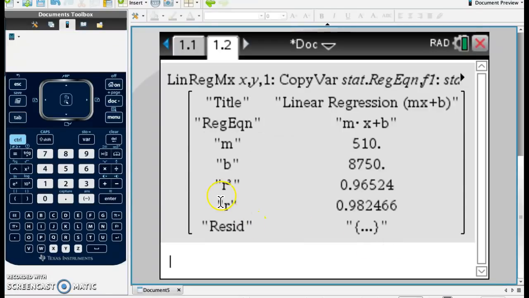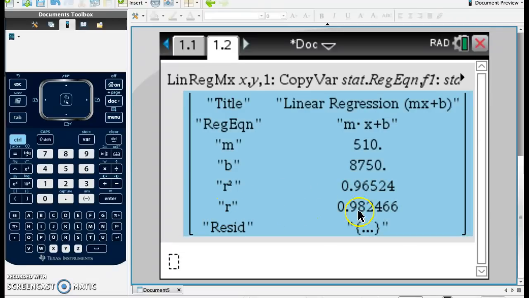And so here we have a lot of information. We have our slope, which is 510. We have our y-intercept, which is 875, and we also have the r value, which is 0.98. That r value just tells me that the information between the age and the cost is nearly perfectly linear.